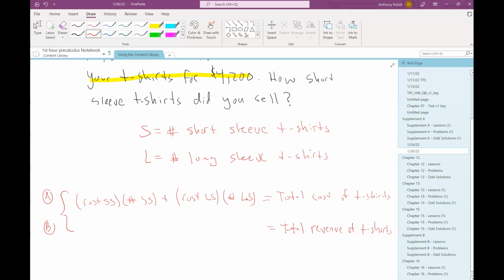And then if I wanted the revenue, what am I going to do here? Really the same thing, right? It's the price of a short sleeve times the number of short sleeves plus the price of a long sleeve times the number of long sleeves. Does everybody kind of see that?